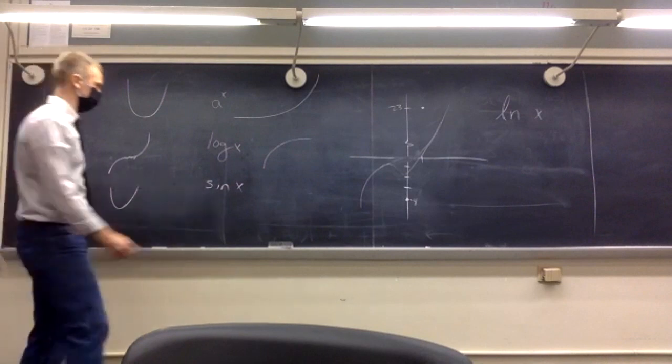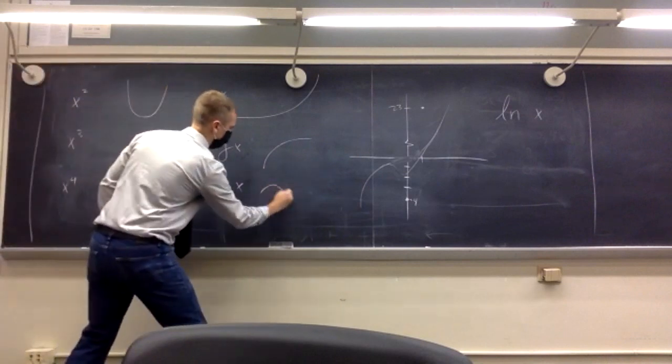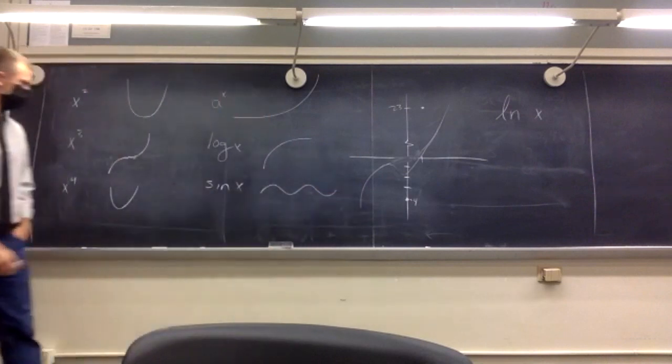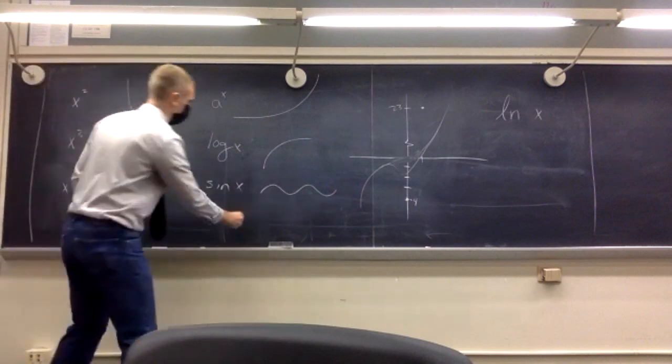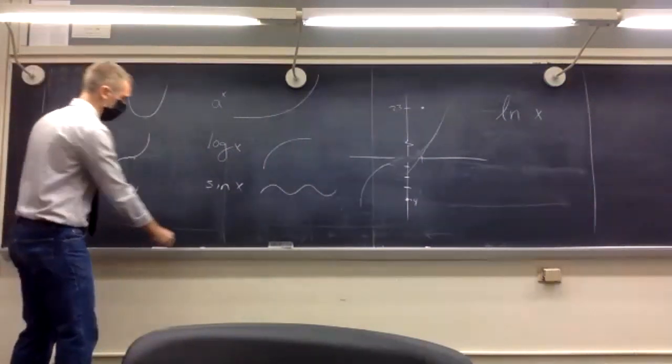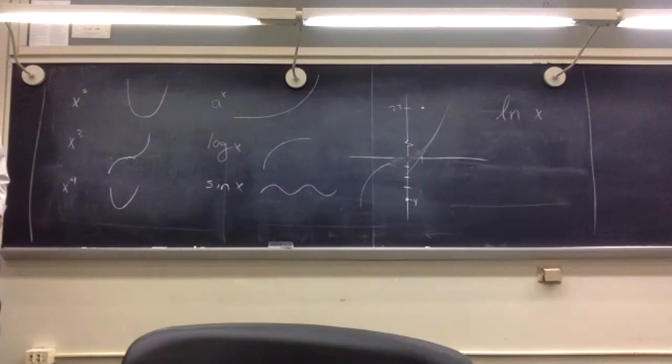Sines and other trig functions are waves that look like this. Tangent looks weird, like a bunch of x cubes. We'll get to these things, I think, eventually, later on.